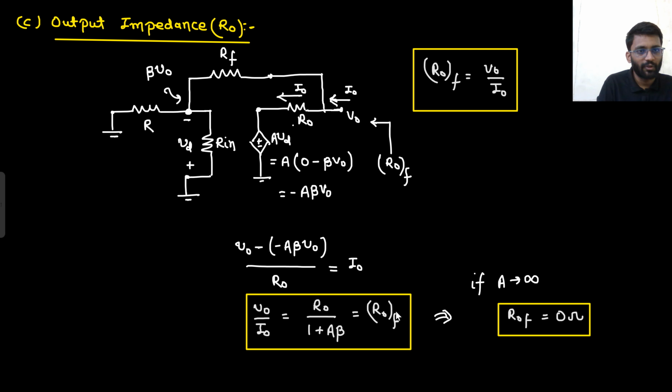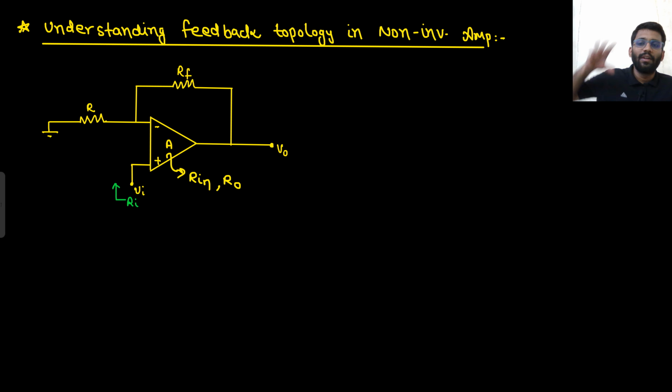Well and good. Now all these things you don't even need to do in the examination if you have studied the concept of feedback topology and feedback amplifier. So now we are going to understand the feedback topology of this non-inverting amplifier. So what kind of feedback topology is there? Tell me.